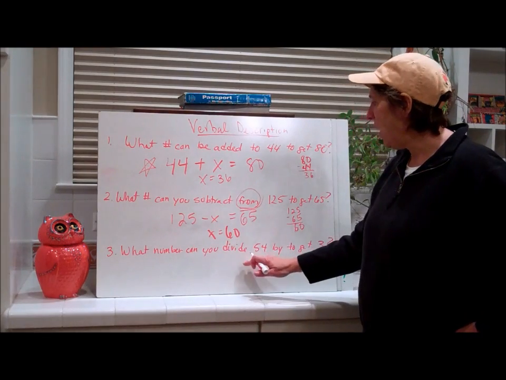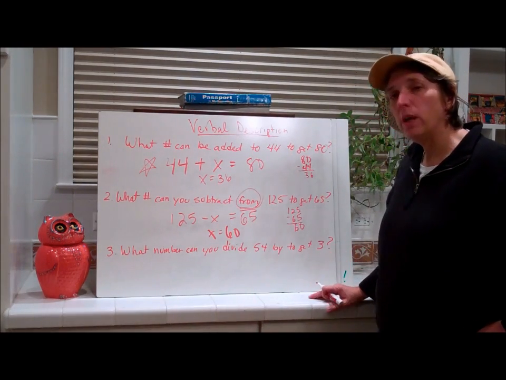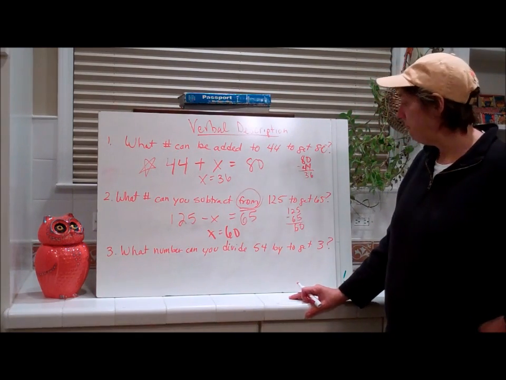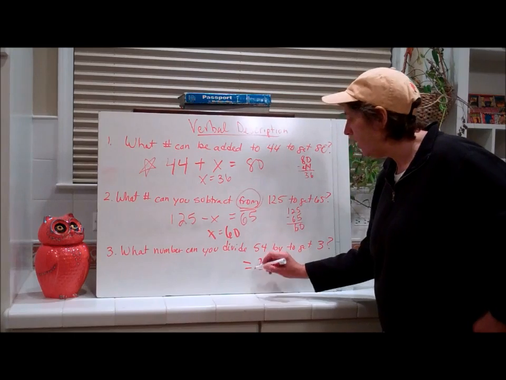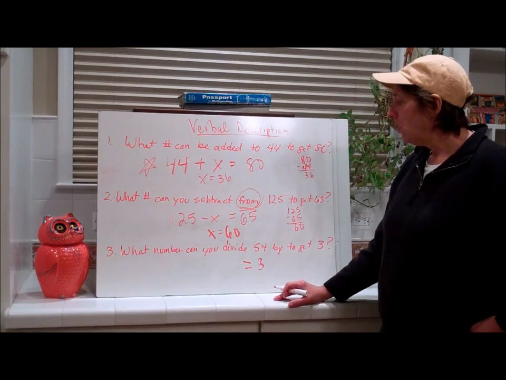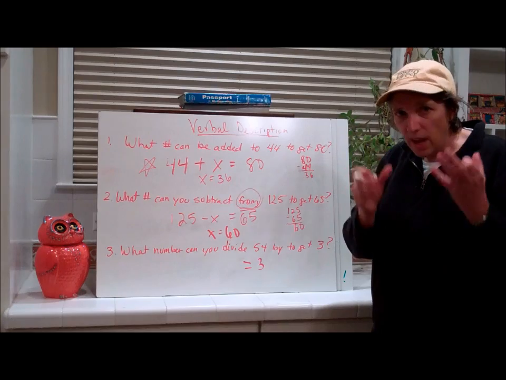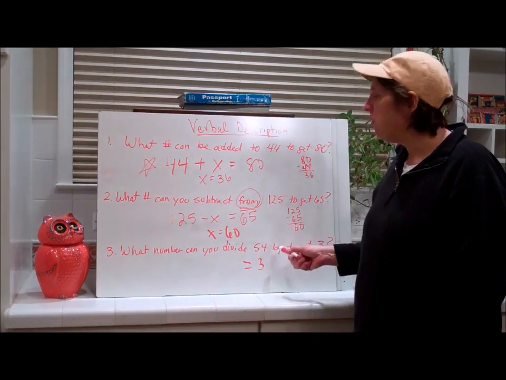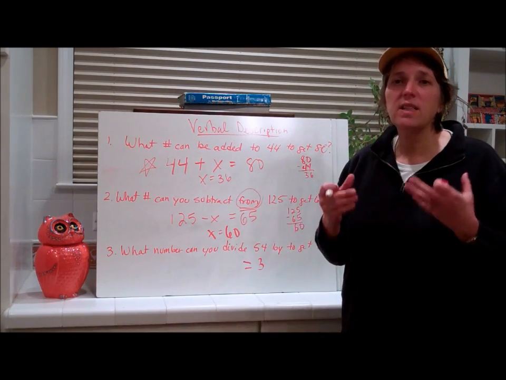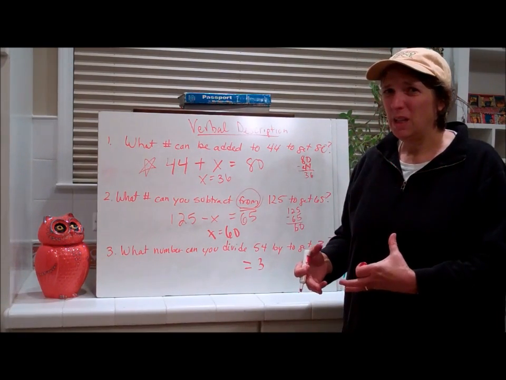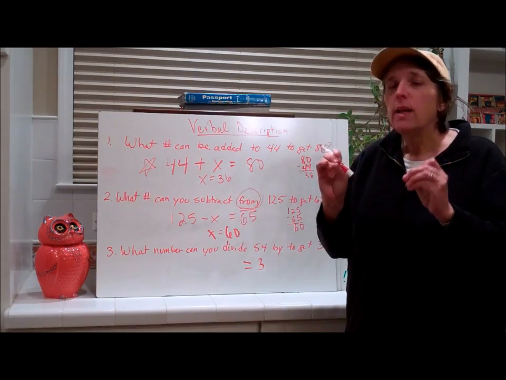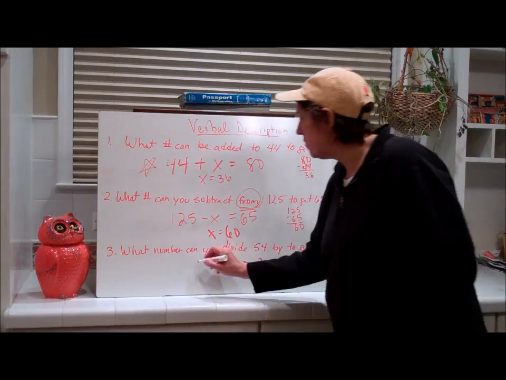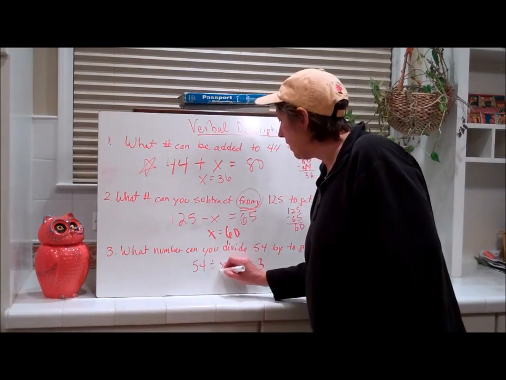What number can you divide 54 by to get 3? Well, we know it equals 3. The challenge is, does x come first or does 54 come first? What number can you divide 54 by? So think, if I say 6 divided by 3, divided by comes after that number. So it's 54 divided by x.